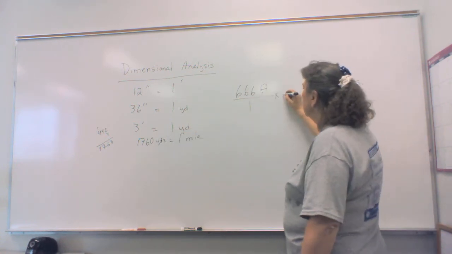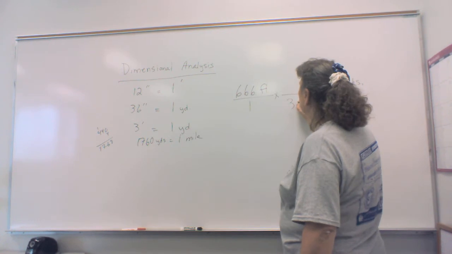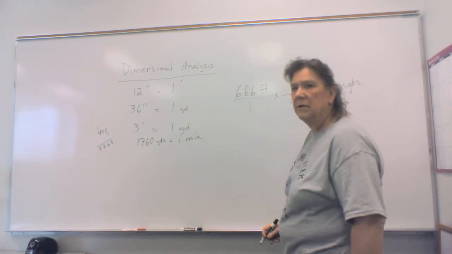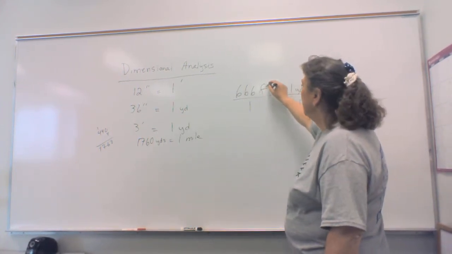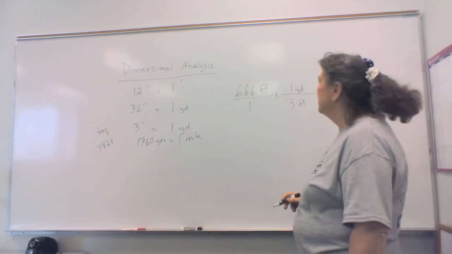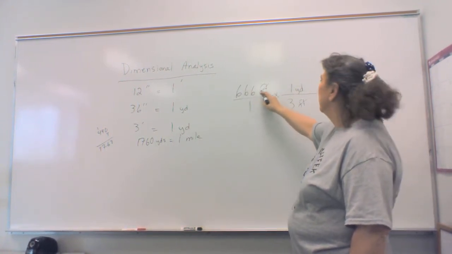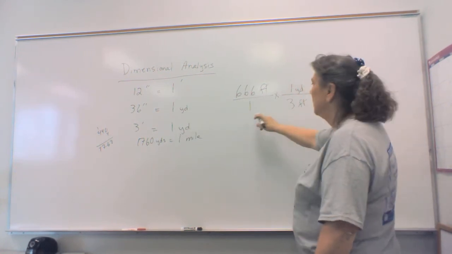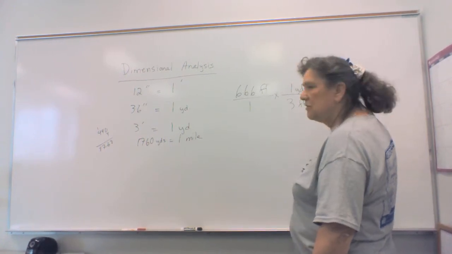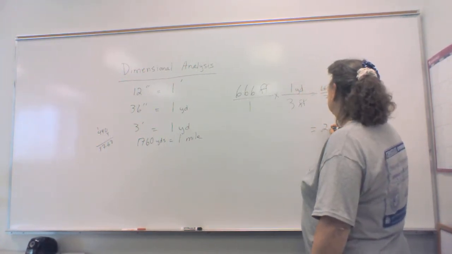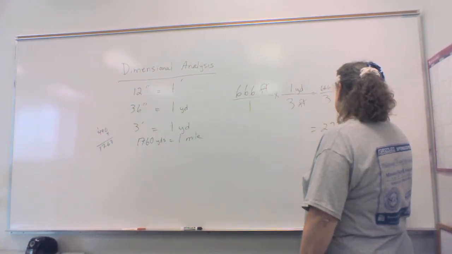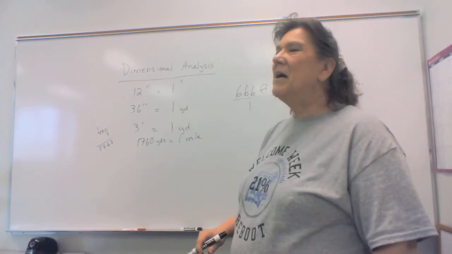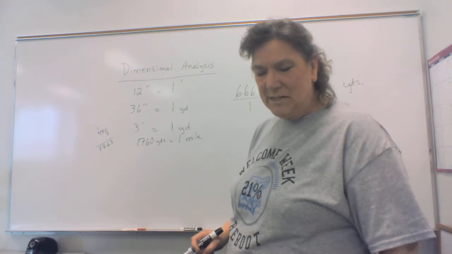Since my feet is on top, we're going to have 3 feet on the bottom, and 1 yard goes on top. And notice, your feet and your feet cancel each other out, and 666 times 1 is 666, and 1 times 3 is 3, and so 666 divided by 3 gives me 222 yards. That's all dimensional analysis is. But this is an easy one. Some of them get to be pretty hard.